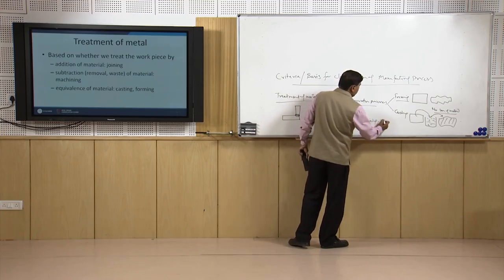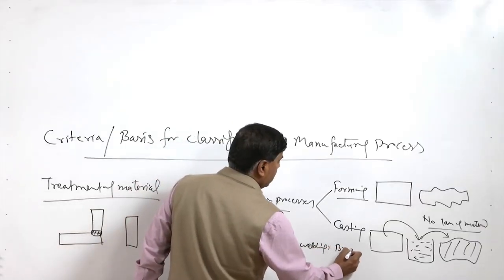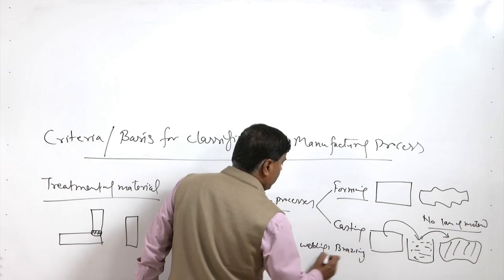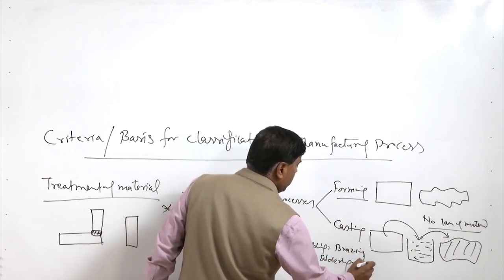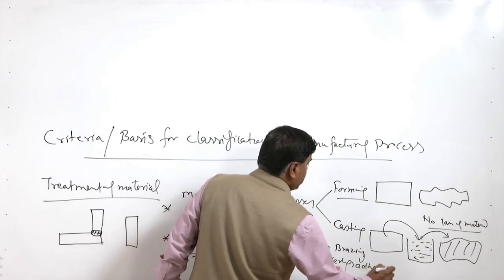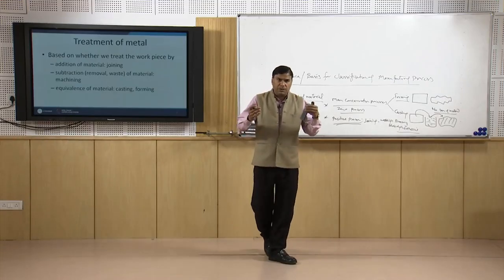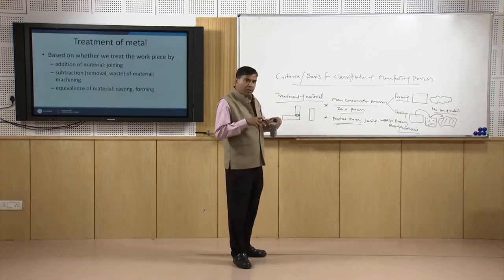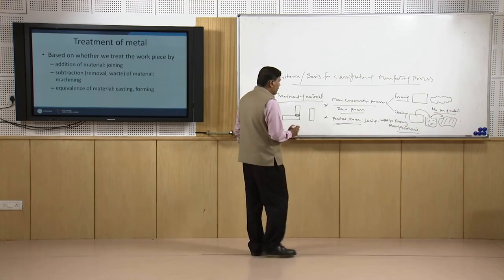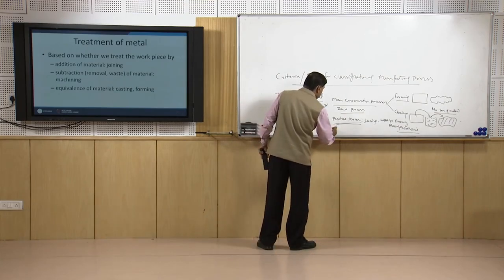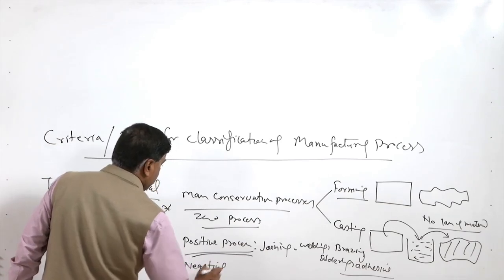Under joining we have welding, we have brazing, and we have soldering and adhesive joining. In all these processes, we try to bring two or more components together, so that the desired size and shape can be achieved. And the third one is the negative process.